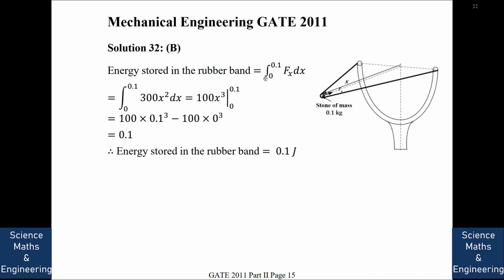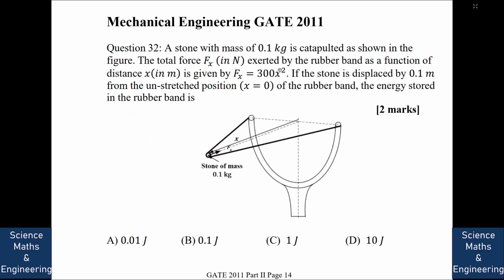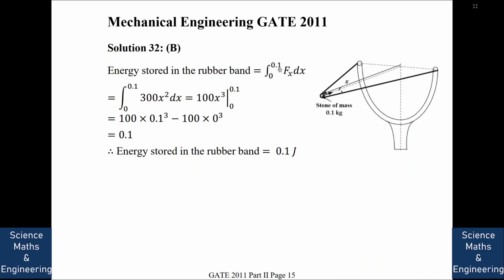Energy stored in the rubber band is equal to the integration from 0 to 0.1, as our rubber band is displaced by 0.1 meter, of Fx dx. We know force into displacement is work done, and the energy would be equal, so Fx dx. So the energy stored in the rubber band would be the integration from 0 to 0.1 of 300 x square dx. So it is x cube by 3, so it is 100 x cube, with lower bound 0 and upper bound 0.1.